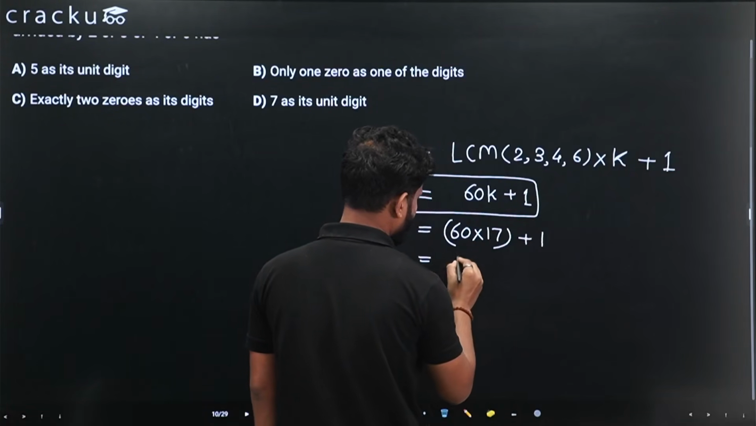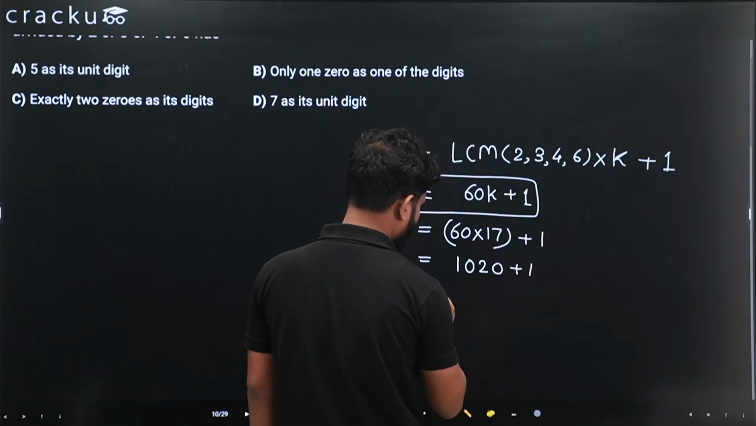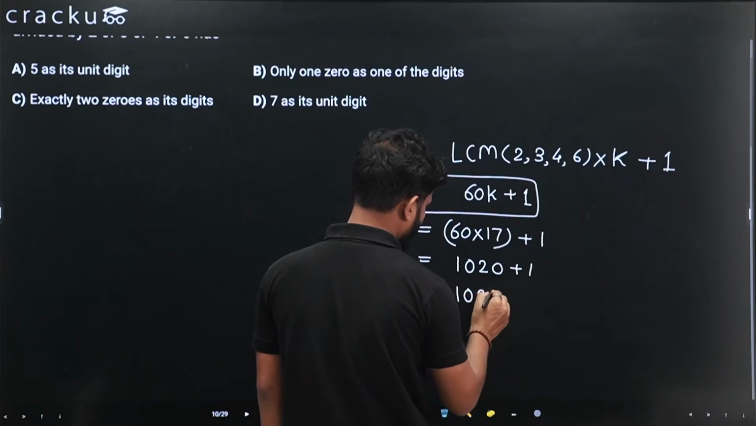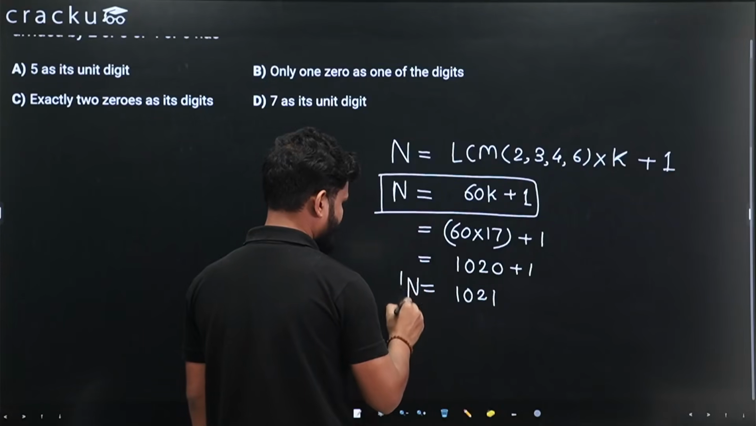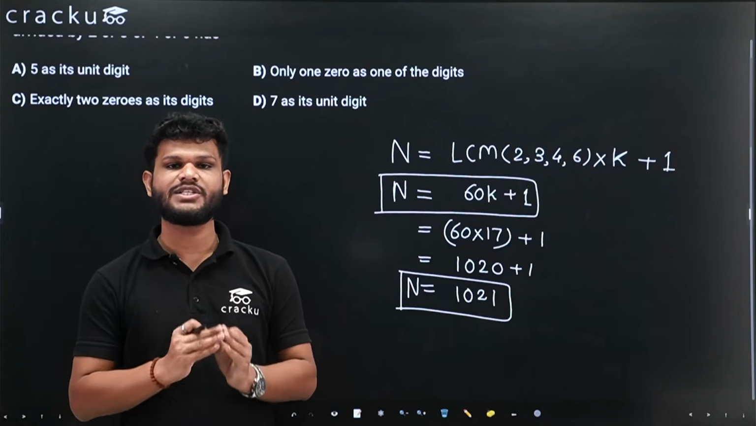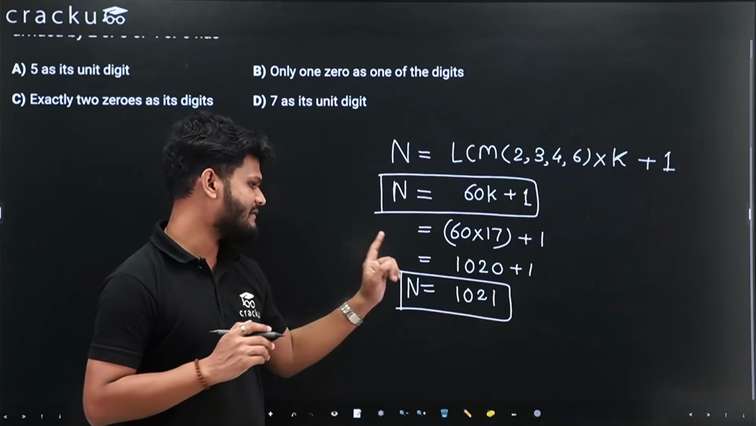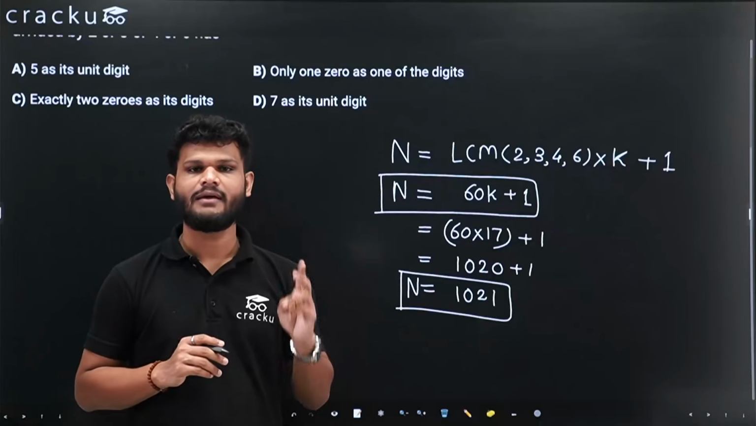So this will be what? 1020 plus 1, or 1021. So n is equal to 1021 is what? It is the smallest 4-digit number which leaves the remainder of 1 when divided by 2 or 3 or 4 or 6.